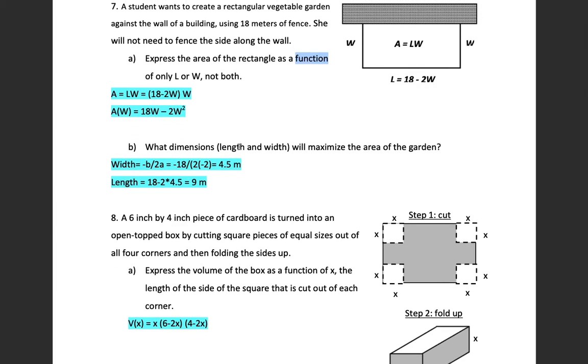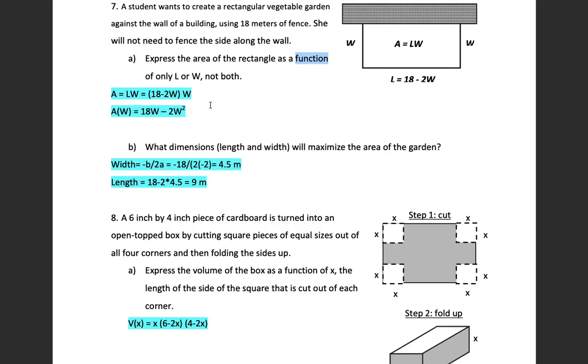Then what length and width will maximize the area of the garden? You know, this function is a quadratic function. This is 18W minus 2W squared. And what type of quadratic is this? Is it open up or open down? See, this minus 2W squared. There is a minus with our x squared term, or W squared term. There is a minus, that means it is an open down parabola.